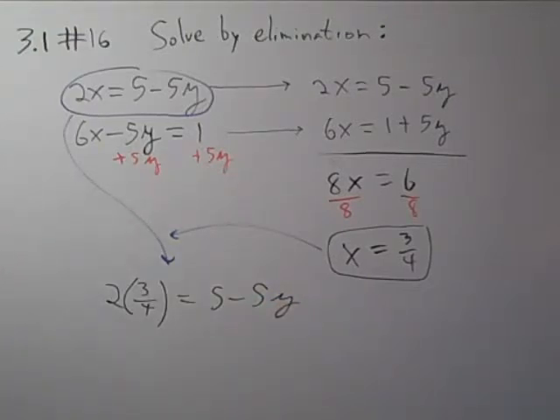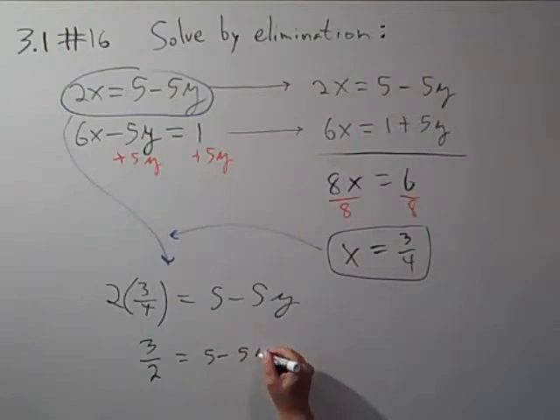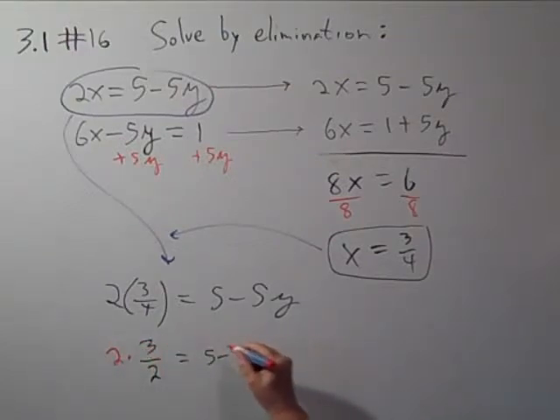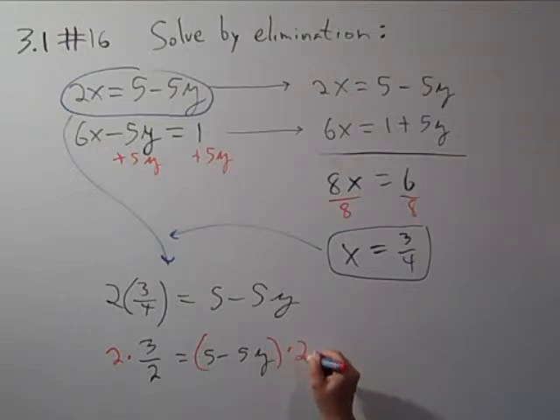And simplifying this then, the 2 cancels with the 4, leaving 2, so we end up with 3/2. And that's equal to 5 minus 5y. We have to solve this for y. And I recommend multiplying both sides times 2 to get rid of the fractions. You don't have to, but it's nice to get rid of the fractions.